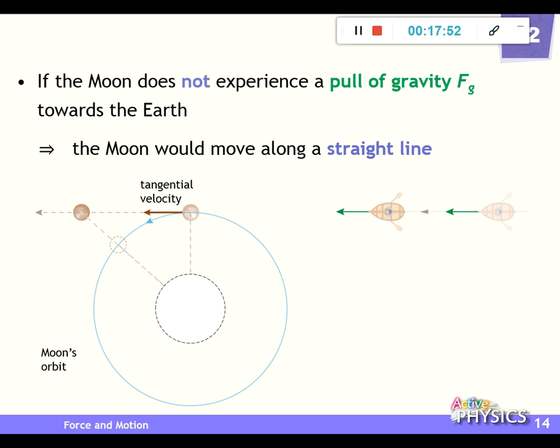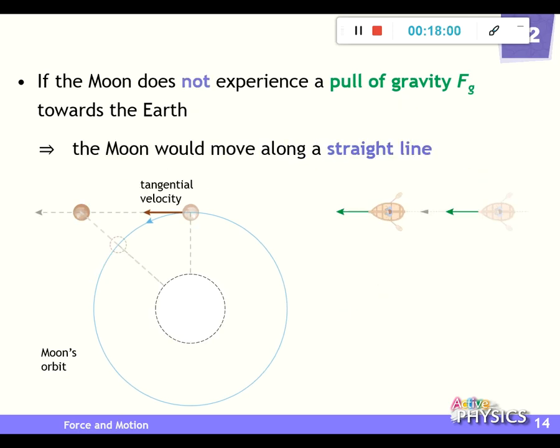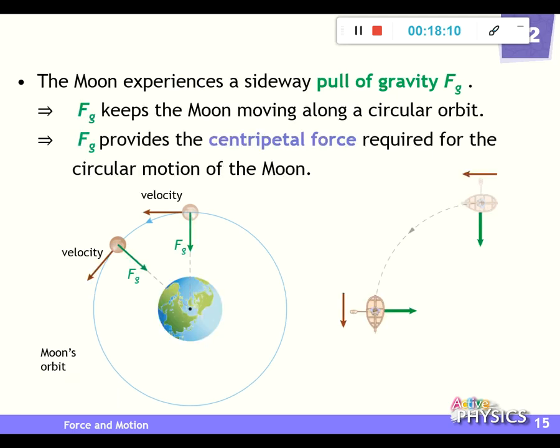But of course, you will think that this one must be wrong, because you can see that the moon is in the sky. Then what should you do? You should try to find out some force acting on the moon to pull it back to the circular path. What is this here? It experiences a sideway pull of gravity. A sideway should be this, okay. Keep the moon moving around a circular orbit.